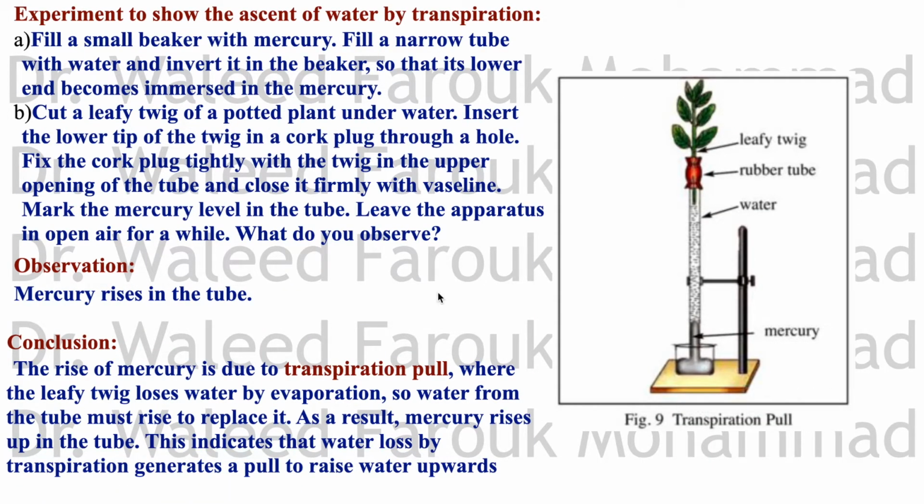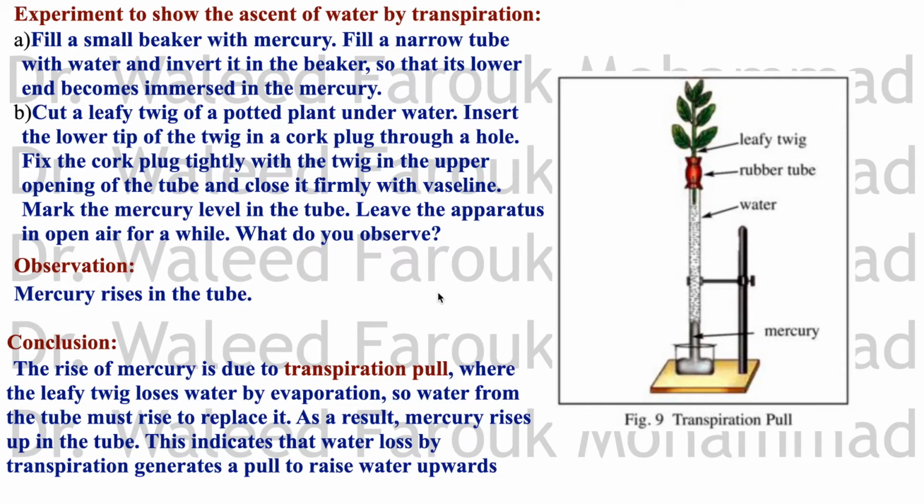Okay, one last experiment to show the ascent of water by transpiration. You're asked to fill a small beaker with mercury, bring a tube filled with water, invert it and immerse its lower end in mercury. And at the top, you attach a rubber tube with a leafy twig that's dipped in water. What will you observe? That the mercury rises in the tube.